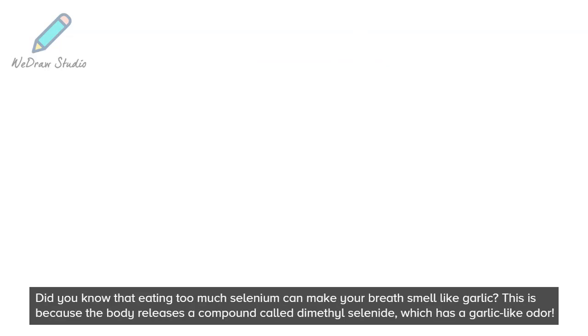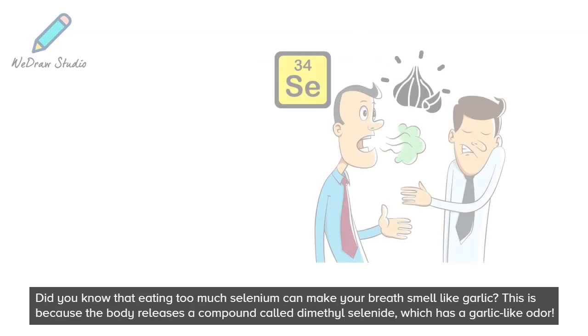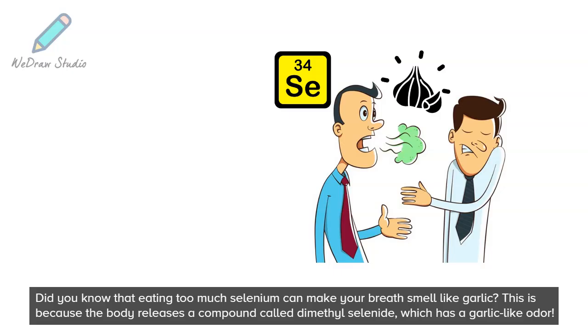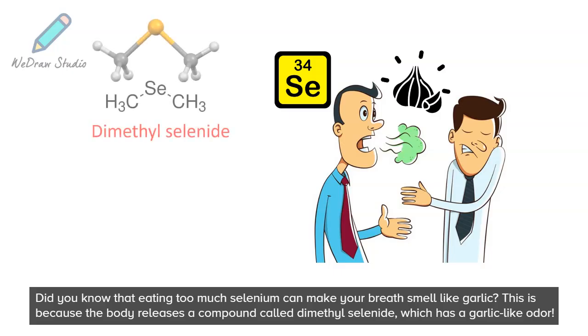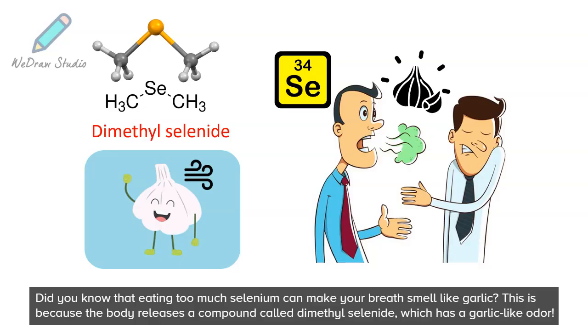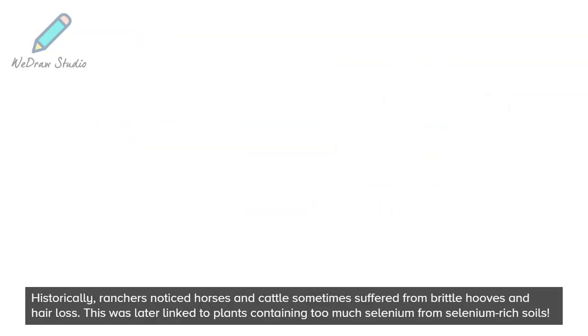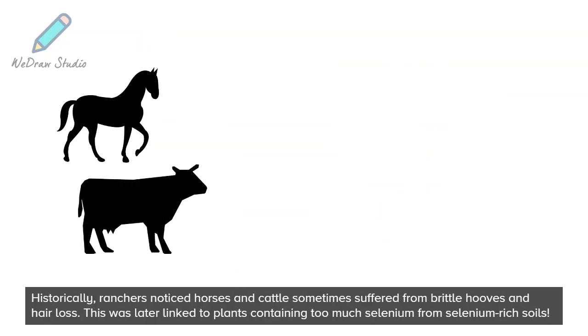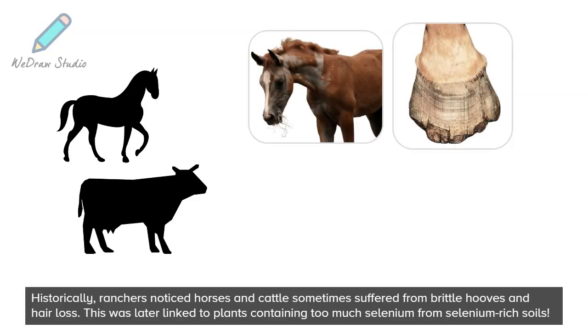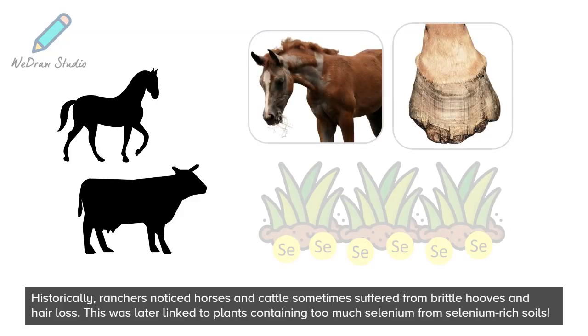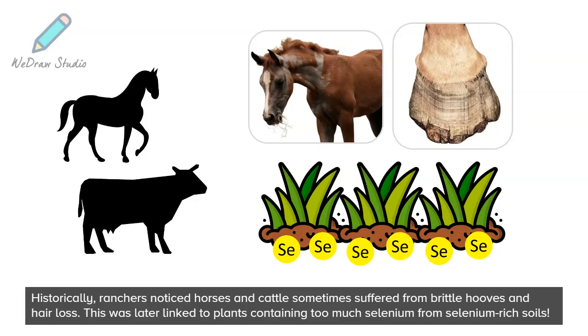Did you know that eating too much selenium can make your breath smell like garlic? This is because the body releases a compound called dimethylselenide, which has a garlic-like odor. Historically, ranchers noticed horses and cattle sometimes suffered from brittle hooves and hair loss. This was later linked to plants containing too much selenium from selenium-rich soils.